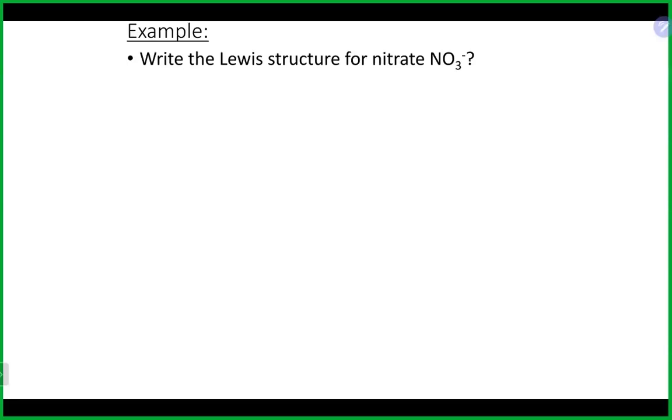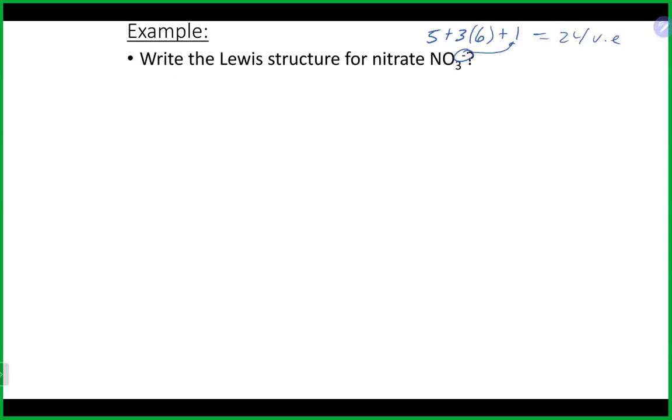Okay, so let's take a look at this one. Again, we're going to do the same thing. I got 5 for the nitrogen. There are 3 oxygens. Each is group 6. Minus 1 means it has gained electrons, so I need to add that 1 into my total. Otherwise, I'm going to be off. So I have to take that charge into account here. 5 plus 18 plus 1 is 24 valence electrons.